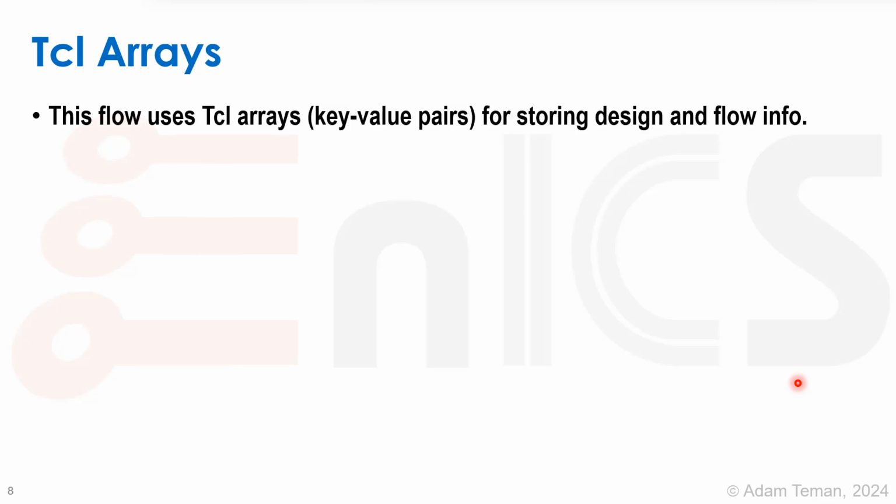The next thing I wanted to discuss is the Tcl arrays. So the flow that I created uses Tcl arrays. I don't know how familiar you are with Tcl arrays, but these are key value pairs. They're called hashes in Perl or dictionaries in Python. In Tcl, we call them arrays. And they're used for storing design and flow info. So I made a few basic arrays that are used, and they enable us to access all the different values and data that we need.